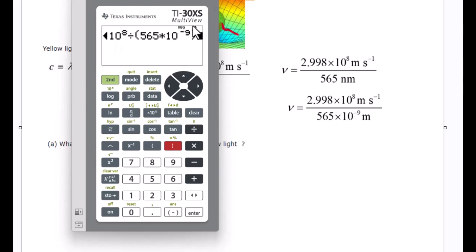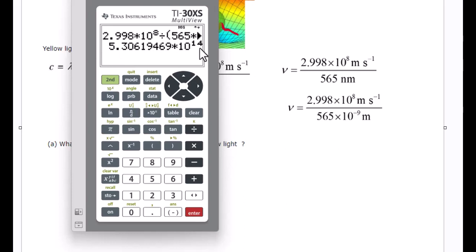If you're using a 30x with this sort of thing, practice, practice, practice to make sure you're using it correctly. So I'm going to enter now, and we should get a large number. Let's see. Oh, yes. Here we've got a large number, 5.306, who cares about that, times 10 to the 14.